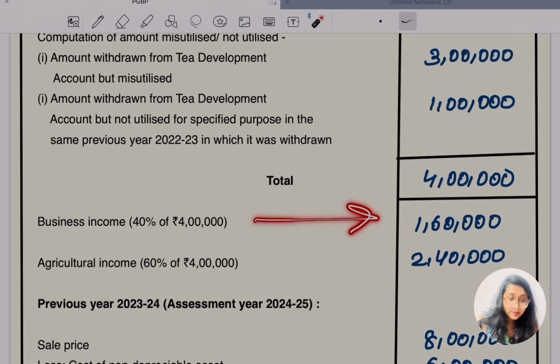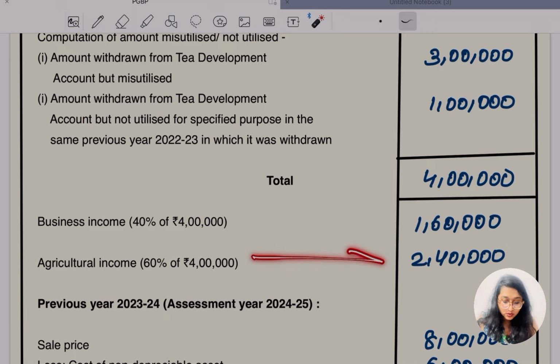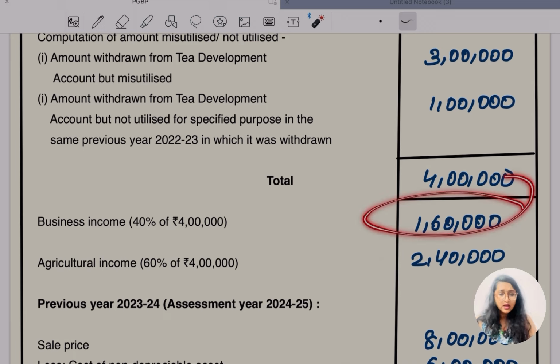For the business income it's going to be 40%, for the agriculture it's going to be 60%. So for business it's going to be 1,60,000. इतनी बात समझ में आ गई. ठीक है, इतना ही था.